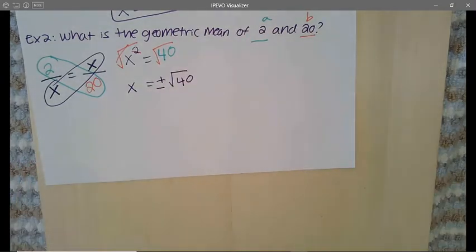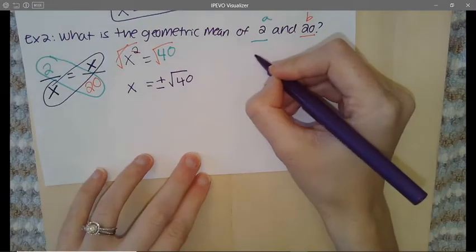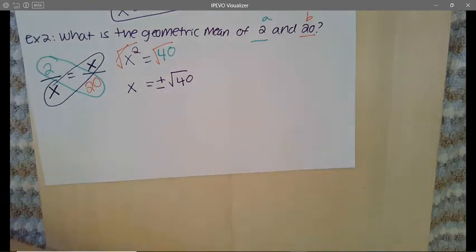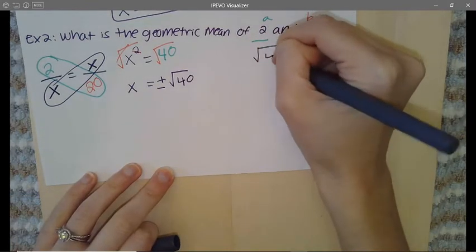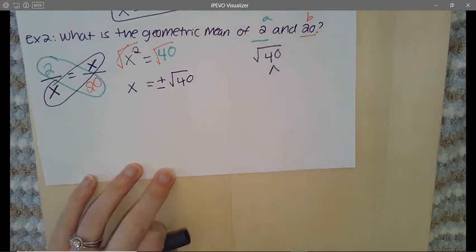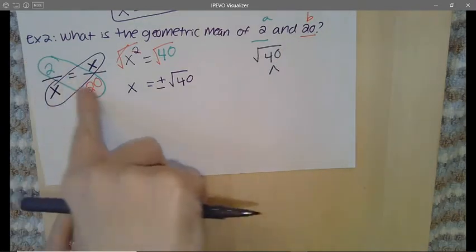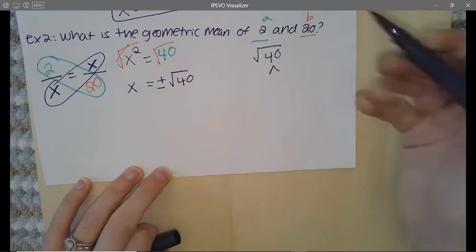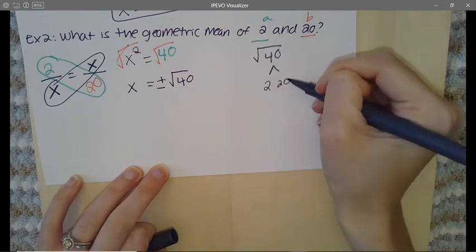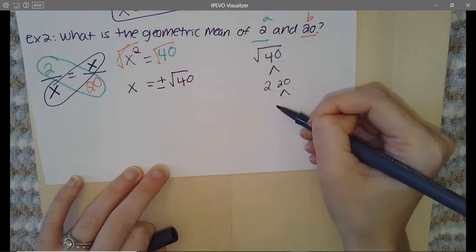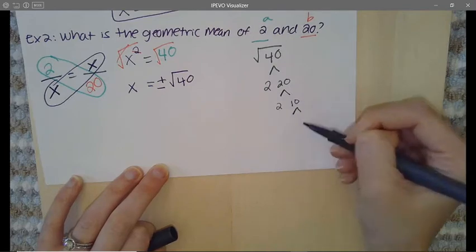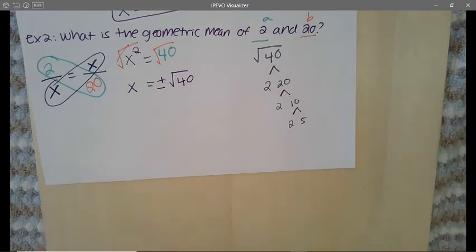And is 40 a perfect square? Oh no, it's not. Okay, but what do we do when we don't have a perfect square? We're going to do a factor tree. Okay, so I'm going to break it on down over here. Two numbers that go into 40. Well, I definitely know 2 times 20 does, because that's what gave me 40. So 2 times 20. Okay, and 20 will break down into 2 times 10. And 10 will break down into 2 and 5.